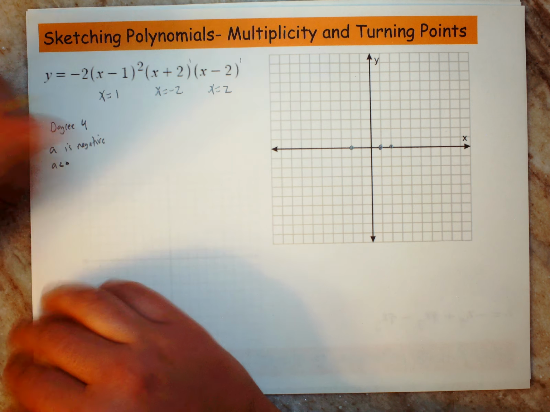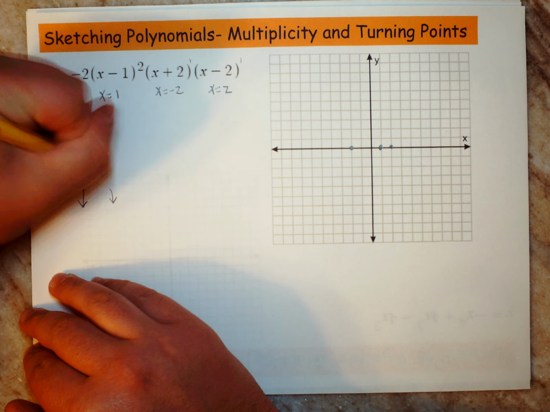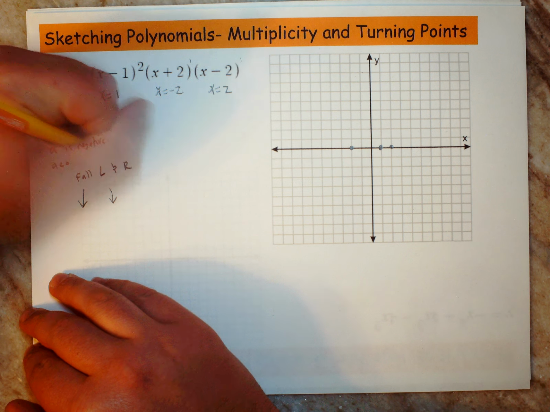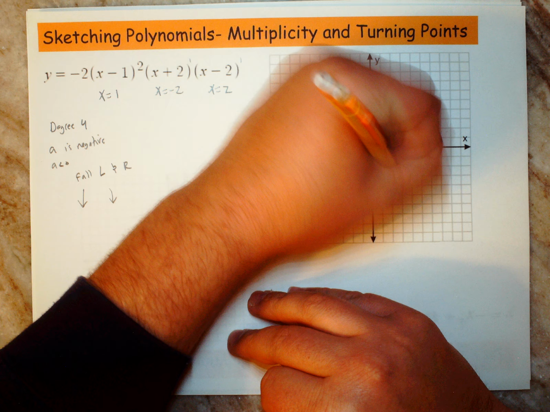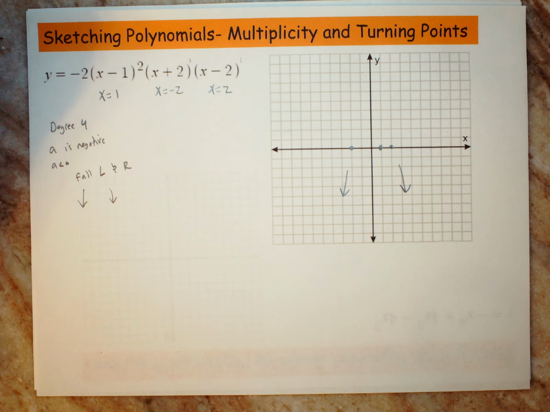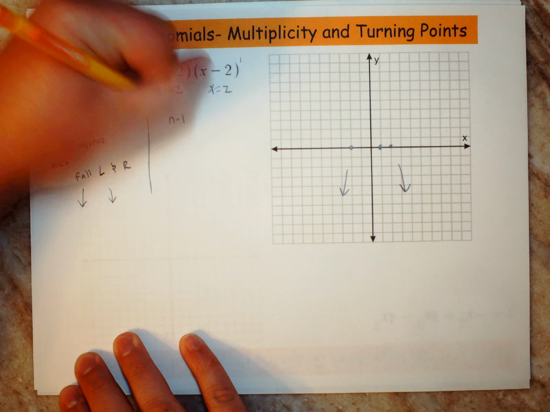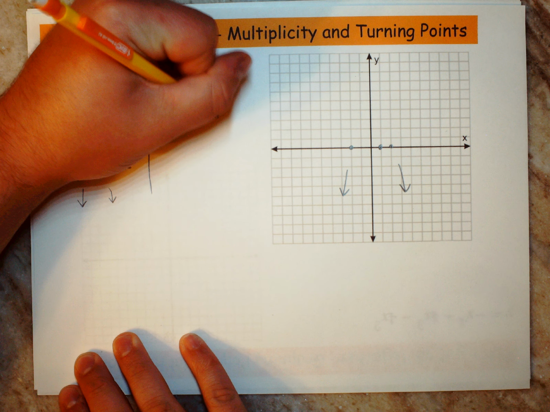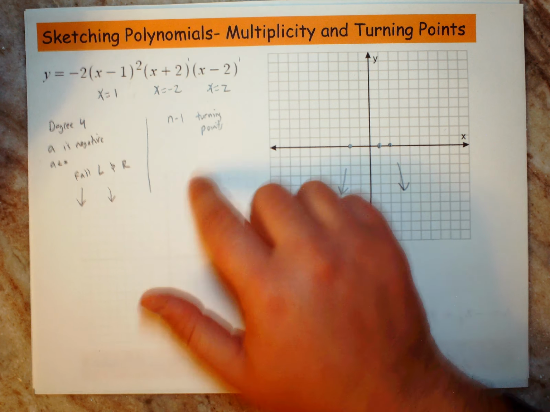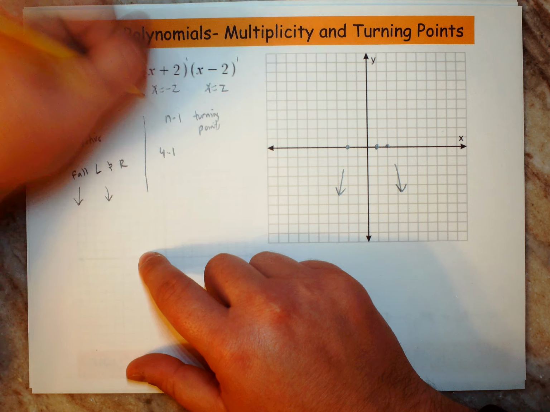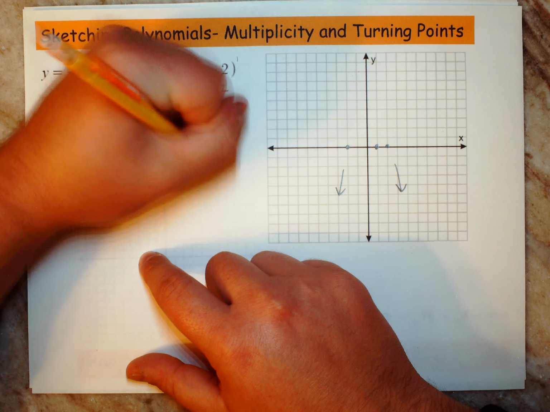So that means it's going to fall left and right. So it's going to fall left and it's going to fall right. We learned from the last slide that there are n minus 1 turning points. So since this is degree 4, there are 4 minus 1, which equals 3 turning points.